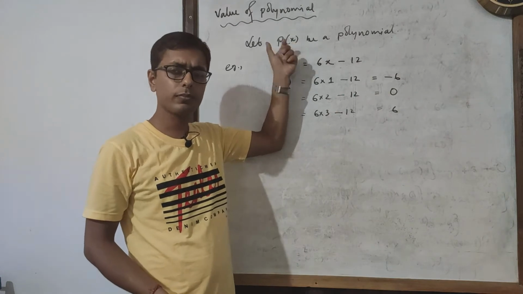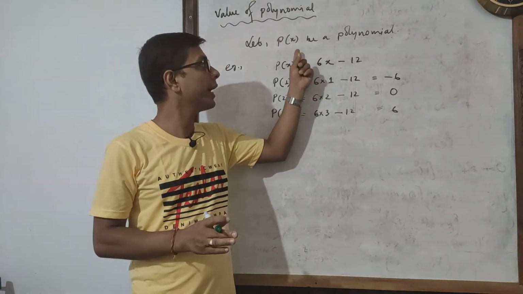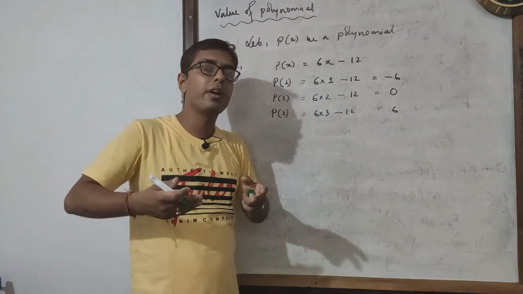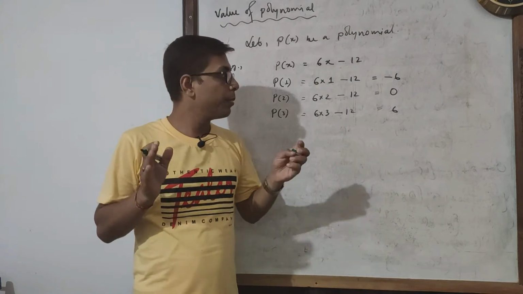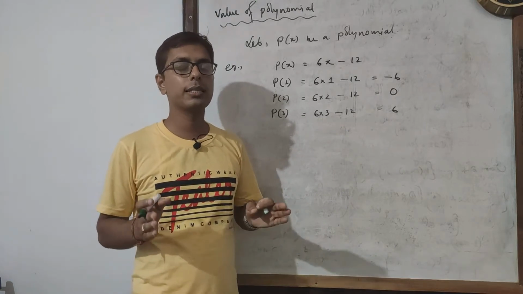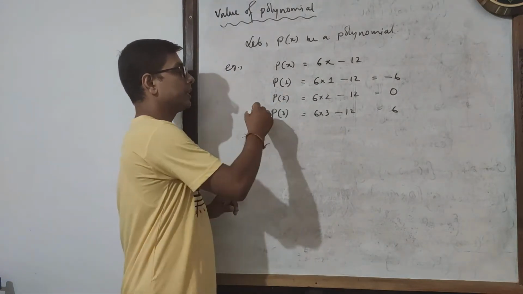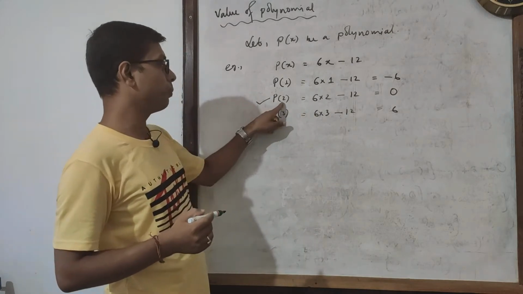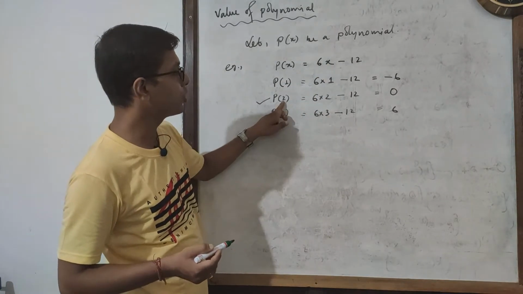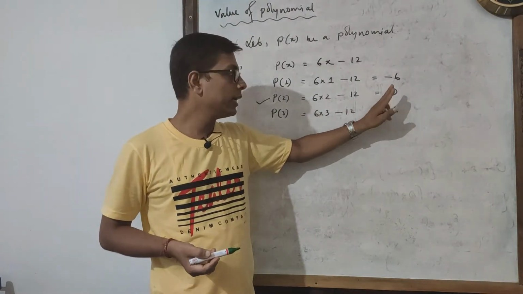polynomial p(x). Understood? A polynomial can have any value depending on the value of x. For different values of x, a polynomial can have different values. Understood? A polynomial can have different values for different values of the variable. It may not necessarily have a fixed value. But there is a peculiarity, a specialty. You can notice that p(2), when the value of this variable x becomes 2, then the value of this entire polynomial has become 0. Okay, this is one special case.